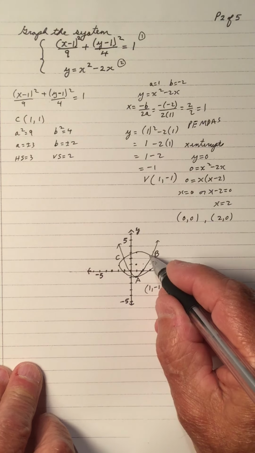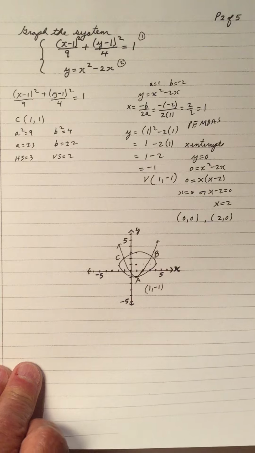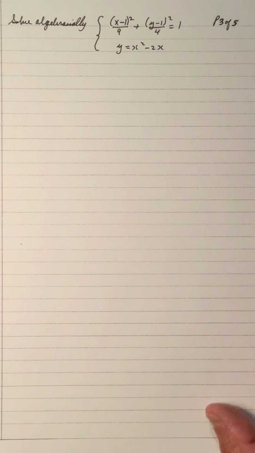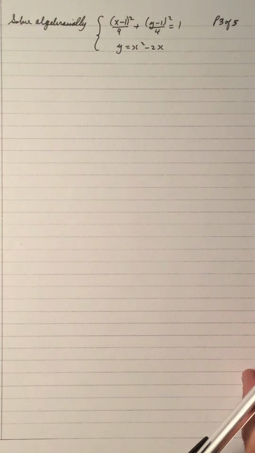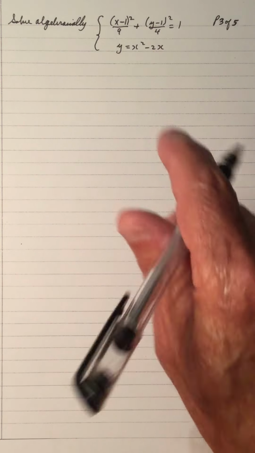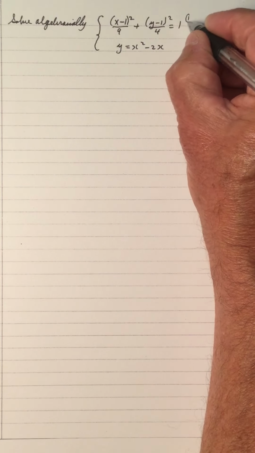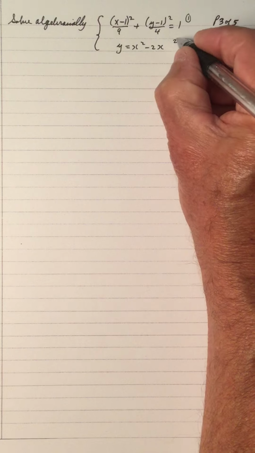We just can't find B and C, so we have to do it algebraically. So let's solve this system of equations algebraically. Here we go. If we solve the system algebraically, let's take the first equation, which is this one. So this is equation 1, and this is equation 2.